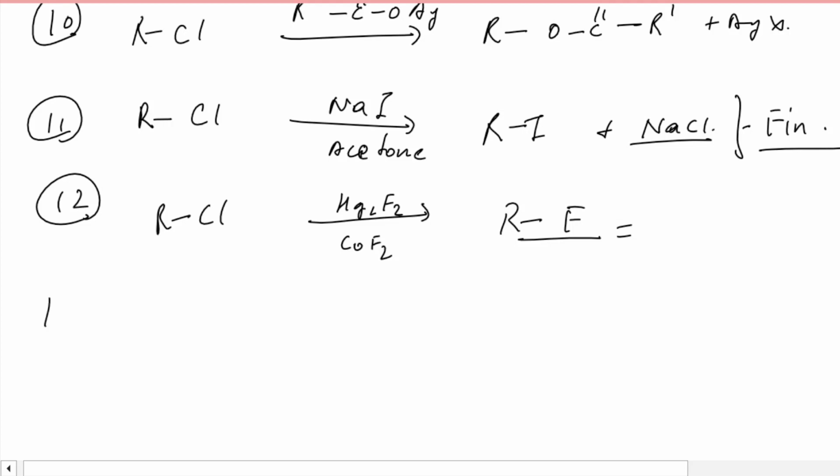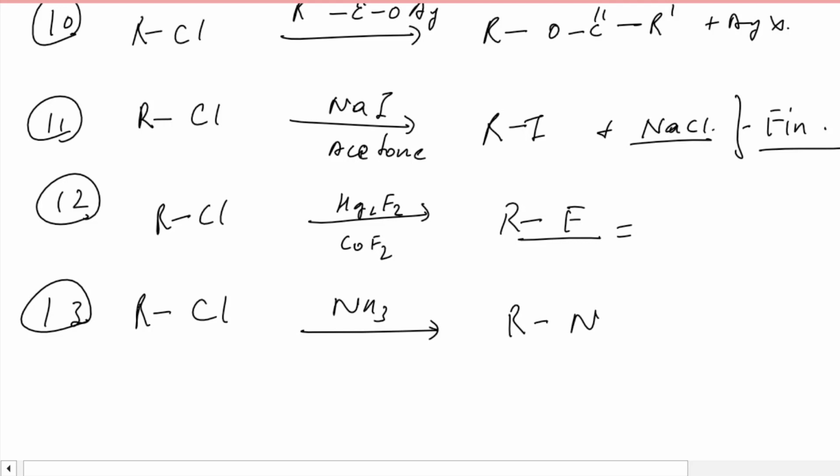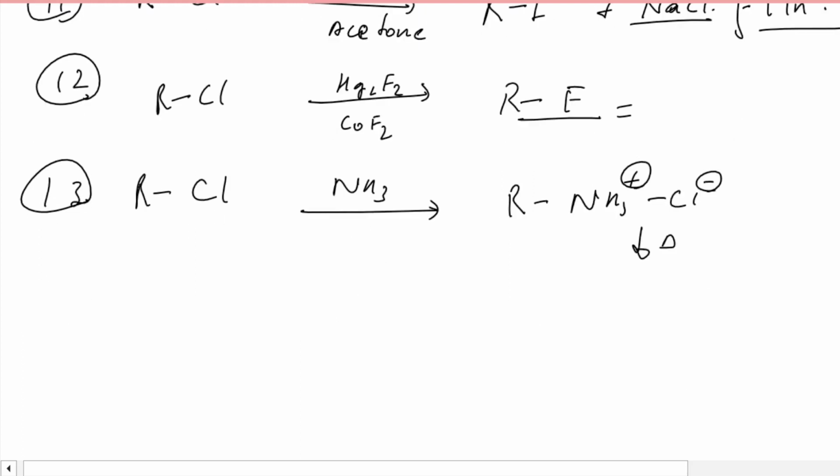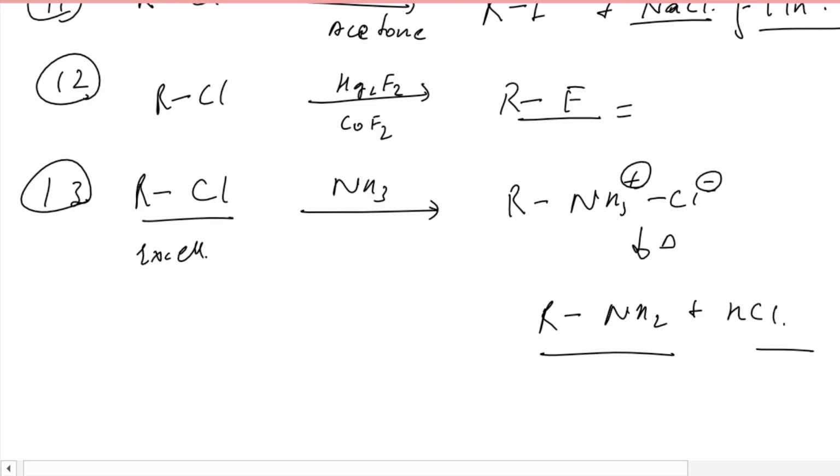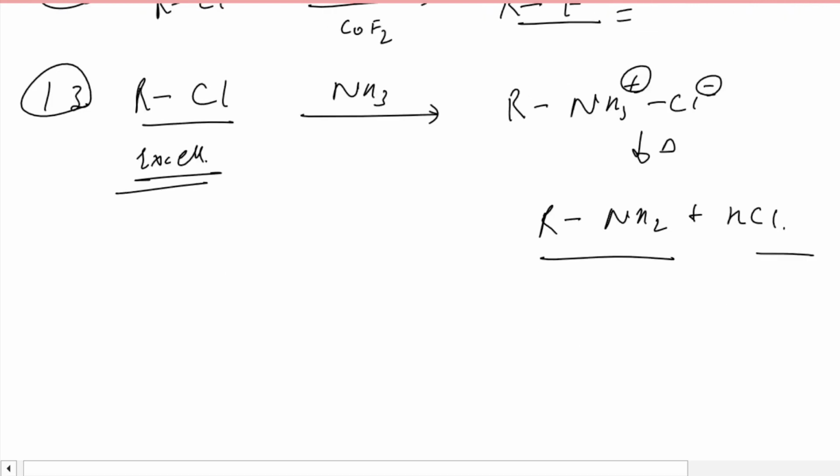However, we can add more to the list. RCl reacts with ammonia to form RNH2. Basically, this form is RNH3⁺ Cl⁻. When this is heated, it yields RNH2 plus HCl. This can happen if RCl is in excess. If RCl is in excess, then RCl can react further.